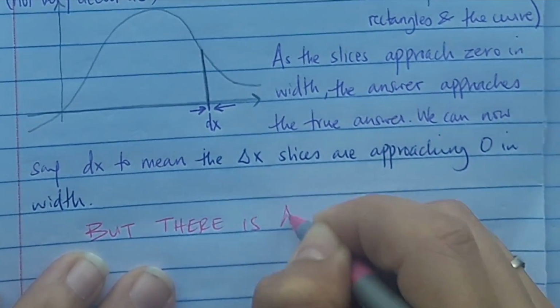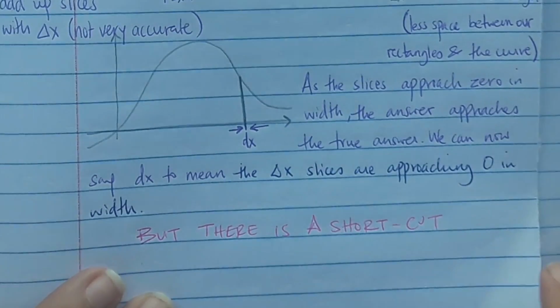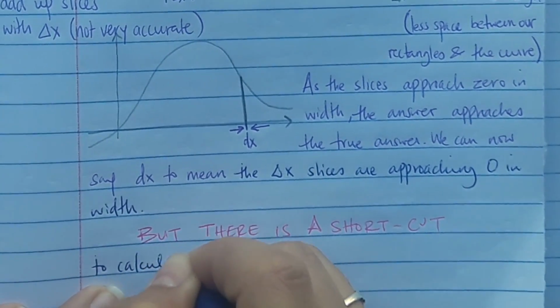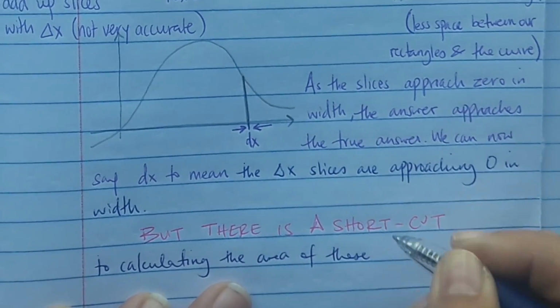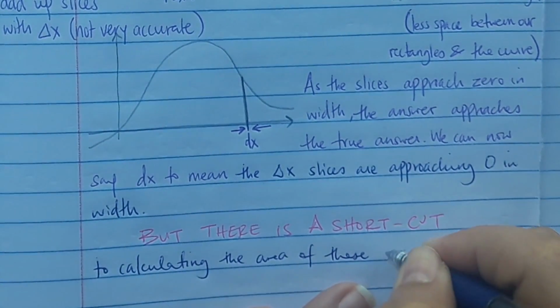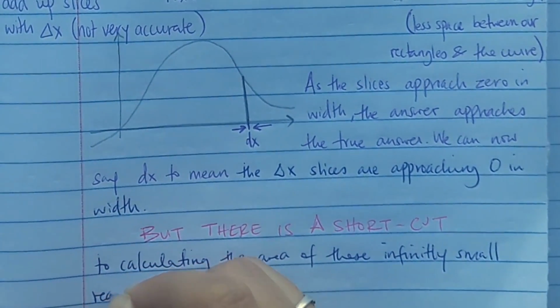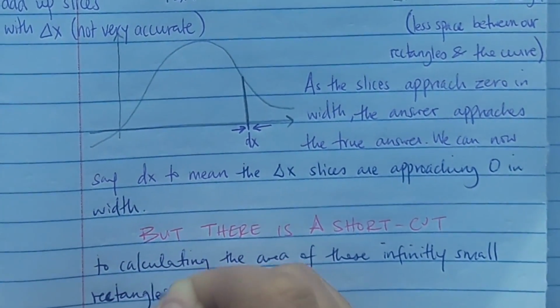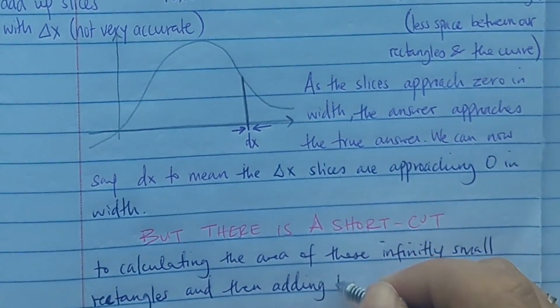But there's a shortcut. Imagine trying to find all these areas of these rectangles. It'll take forever. So there's a shortcut, and that shortcut is integration. There's a shortcut to calculating the area of these infinitely small rectangles and then adding them up. So instead of calculating the area of all these little rectangles and then adding them up, there is a shortcut. As a listening check, box the word add in.